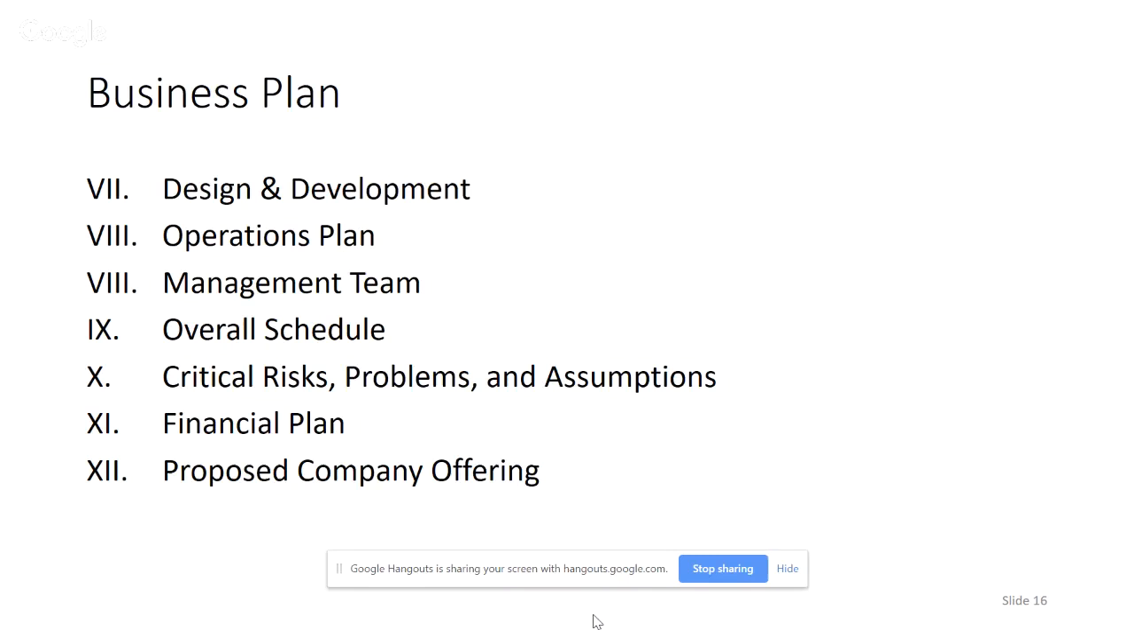Then the financial plan. The financial plan is basically your numbers summarizing your business plan. Whatever you said you're going to do over the next 3 years should also be reflected in the financial statements. And then the last one is the proposed company offering. This is more for those who want to grow a business and maybe sell it, or raise money from investors, where you have to identify the net present value of your business, how much you want to raise, from whom you're trying to raise it, and what their rate of return is, like what's in it for those investors.